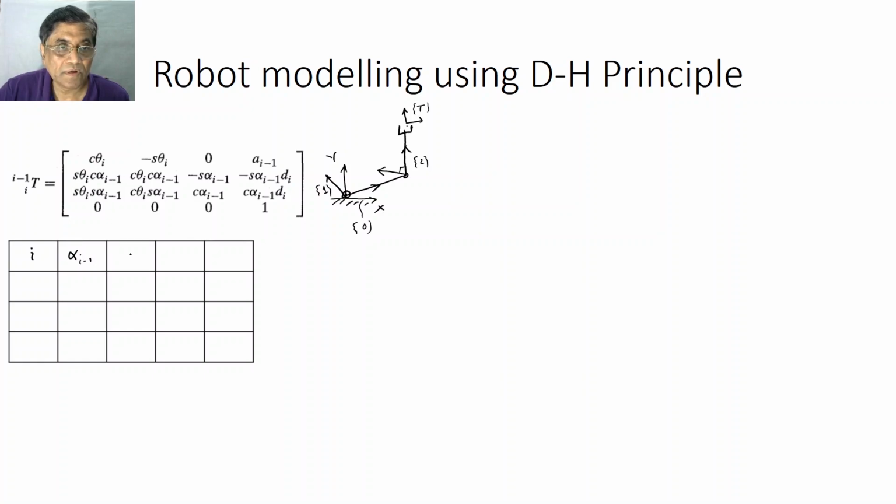Alpha i minus 1, a i minus 1, d i, theta i. You see, this is the mother matrix. We have deduced it. Whenever you develop a model for any robot, you need this matrix. Okay, 0, 0, 0, theta 1. Okay, 0, L1, 0, theta 2, 0, L2, 0, 0. So this is what exactly this table is.